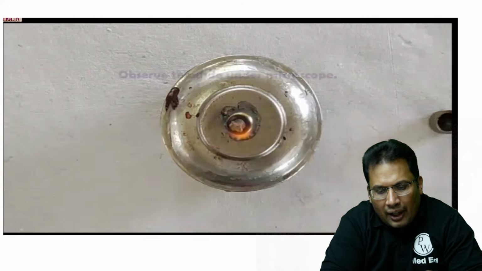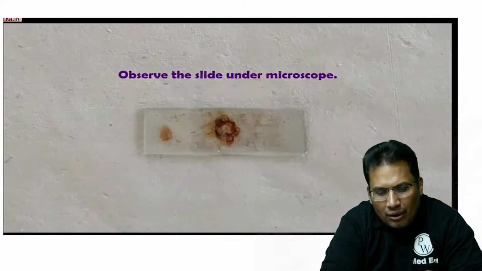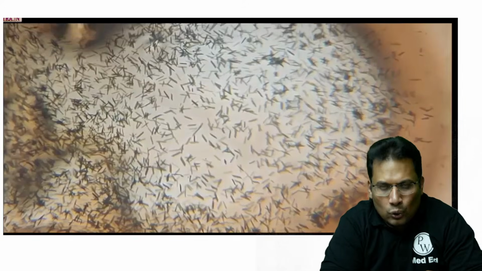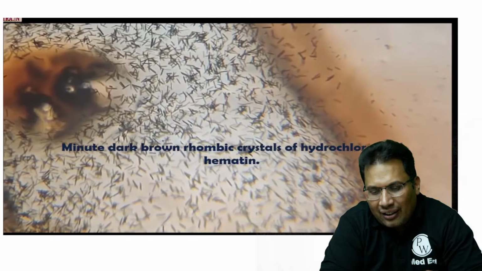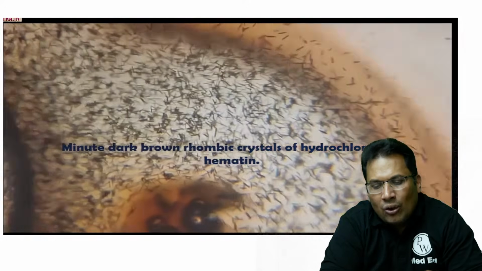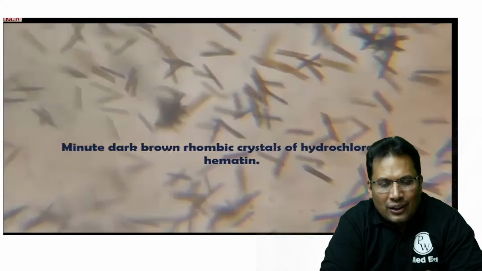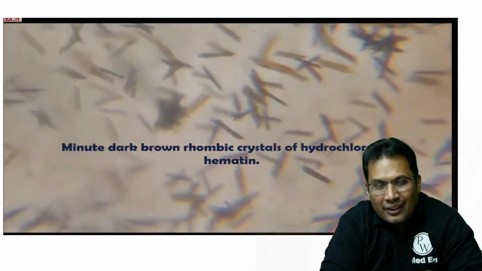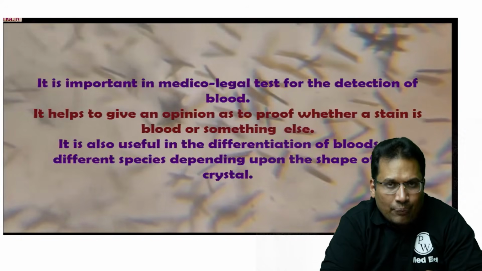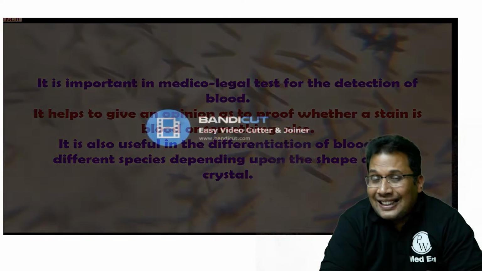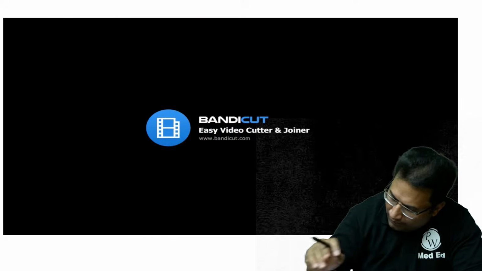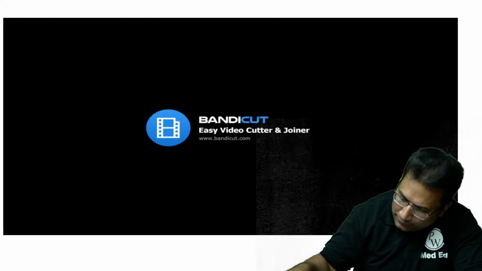Heat and dry. Then you observe under the microscope. So there are brown rhombic crystals, which are crystals of hydrochloride of hematin. So there are hematin crystals. That means it is a bloodstain. It is a confirmatory test that is used in forensic science. Hope you are getting my point in the video.